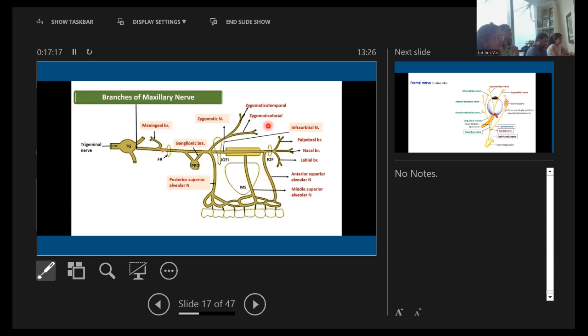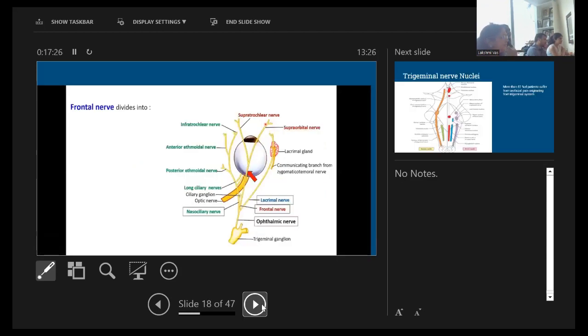When it comes out of the infraorbital foramen, again three branches: palpebral branch, nasal branch, and the labial branch. Coming to the front, basically the ophthalmic nerve, three branches: frontal nerve, lacrimal nerve, and the nasociliary nerve. Here you can see to the lacrimal gland from the zygomaticotemporal, the parasympathetic fibers will join and secretomotor fibers will be supplied to the lacrimal gland.